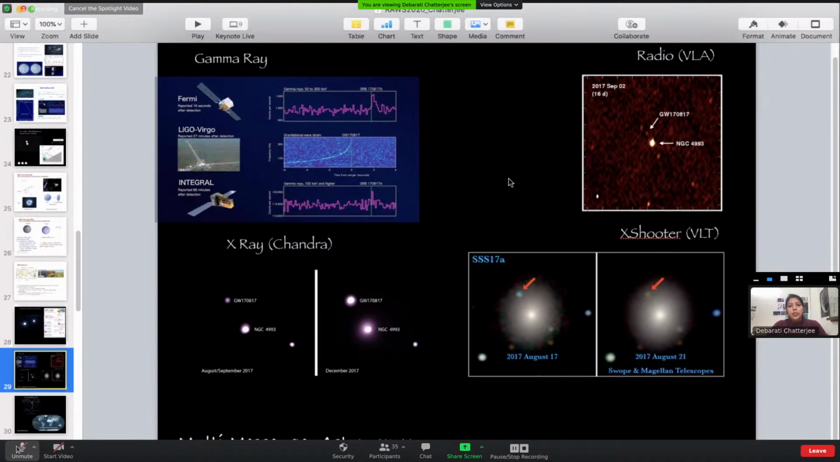And they show some other features, like I mentioned, for soft gamma ray repeaters or anomalous X-ray pulsars, they show some additional features which tell us what is the magnetic field. But they are neutron stars, but not all necessarily are pulsars.